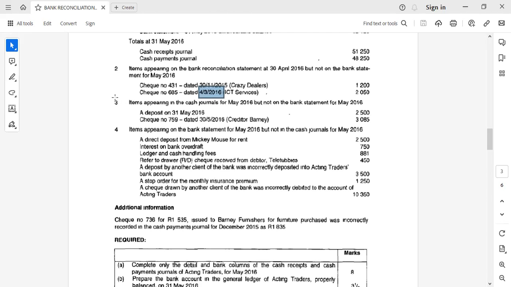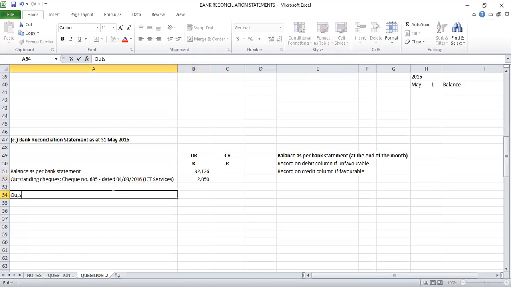Right, then number 3, items appearing in cash journals for May, but not on the bank statement. Items appearing in our journals but not on the bank statement should go to the bank reconciliation statement if they are genuine transactions. That means if they are not errors. Right, a deposit on 31 May 2016, 2,500. A deposit appearing in the journal but not on the bank statement, we call it an outstanding deposit. So we'll have an outstanding deposit.